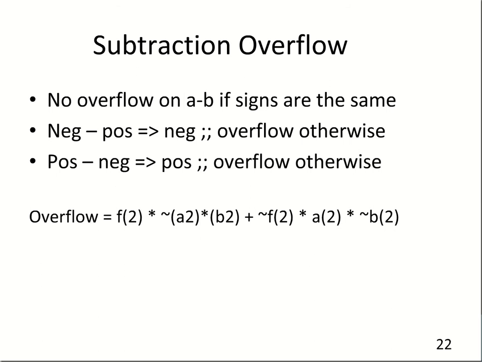Detection of overflow for subtraction is very similar to this. Remember, to do subtraction, all we're doing is taking the right-hand operand, in this case b, and flipping its sign. So all we really have to do to detect overflow on subtraction is to flip the sense of the logic checking that we're doing on the sign bits. So again, the logic is shown at the bottom of the slide here.